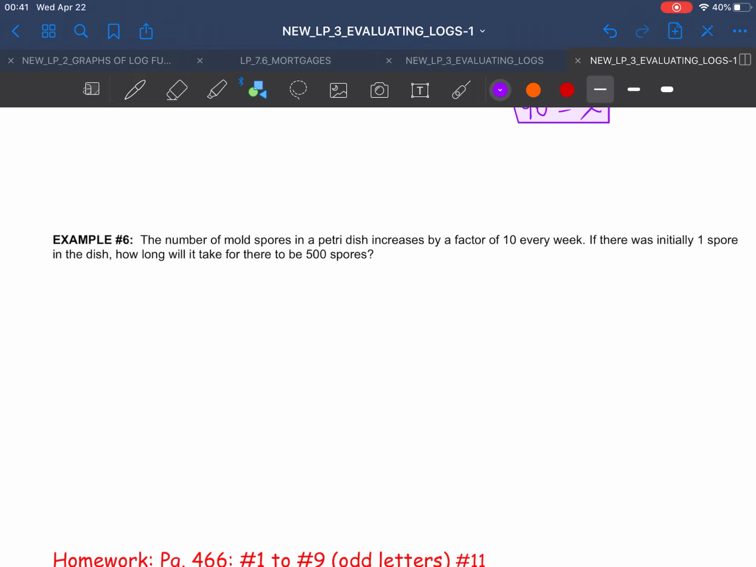Next question is a very simple word problem. It says that the number of mold spores in a petri dish increases by a factor of 10 every week. If there was only one spore to start with, how long would it take for the population to grow to 500? I'm not sure if you remember the formula from grade 11, the exponential growth, because it's a population that increases by a certain factor, right? So we use the equation of an exponential relation, and the equation looks like this.